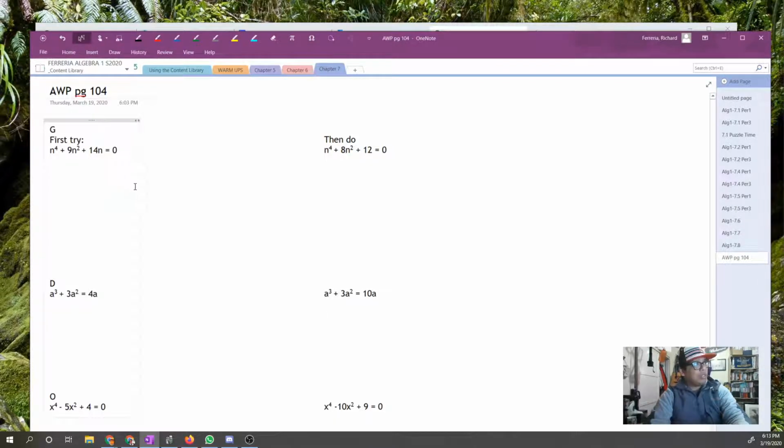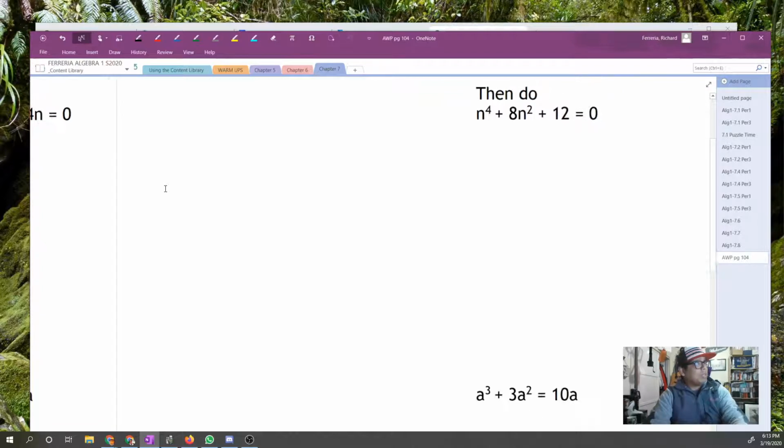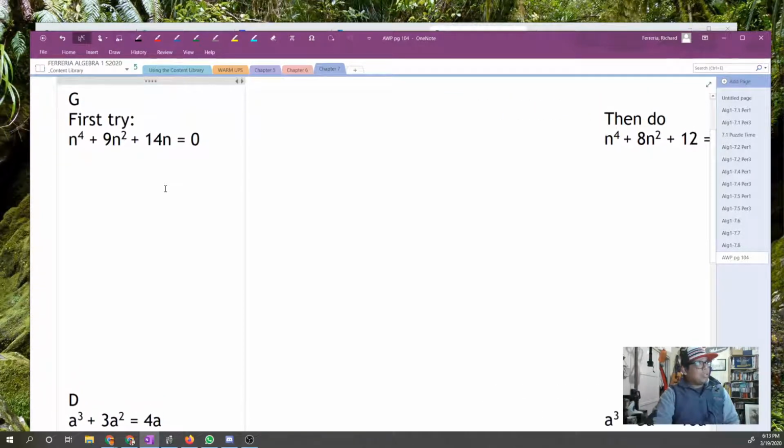Let me see if I could zoom in a little bit for you. And zoom in. There we go. Maybe too much. And we're going to try the one on the right. So this is meant to be practice for letter G.